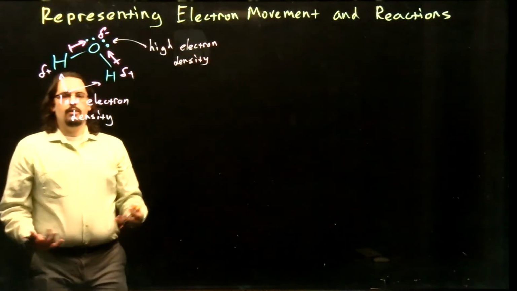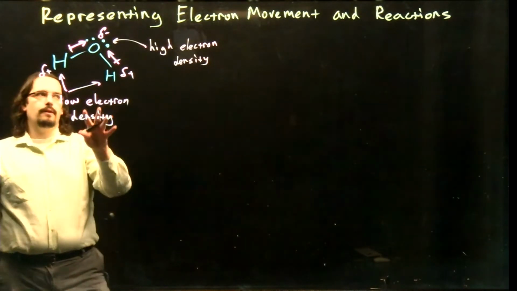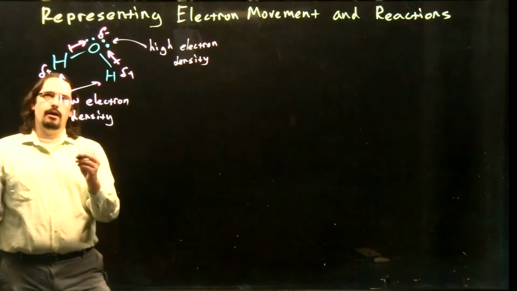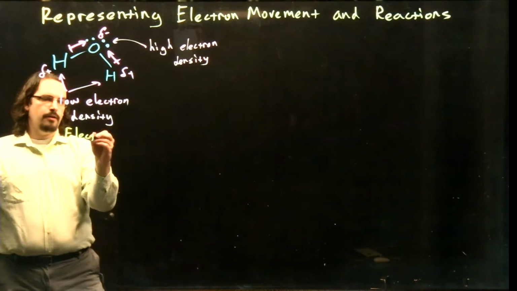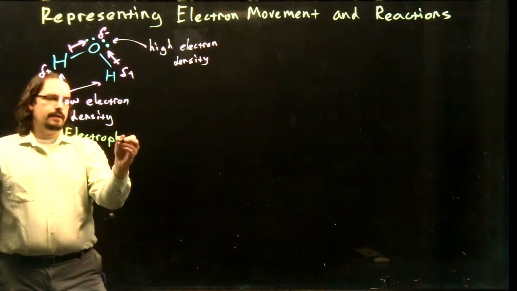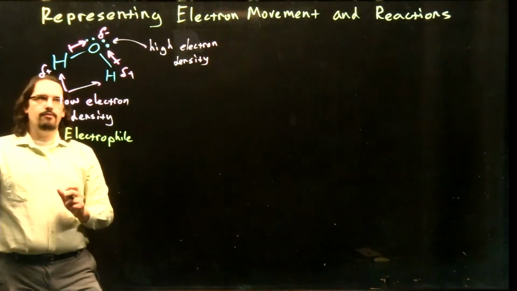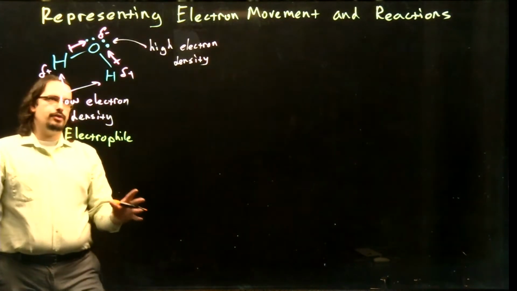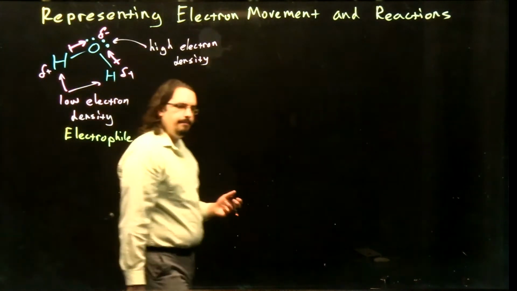Again, of course, we then use specific terms to refer to these areas of lower electron density and higher electron density. So we refer to an area of low electron density as an electrophile. So this just says that it would love to get more electrons because it doesn't have a lot of electrons. Right? It has a positive charge, so negatively charged electrons are going to be attracted towards those hydrogens.